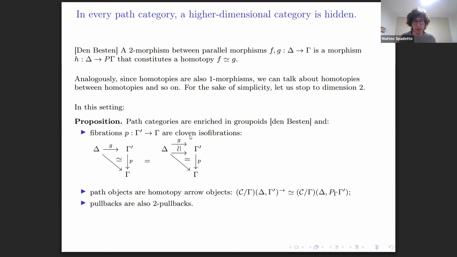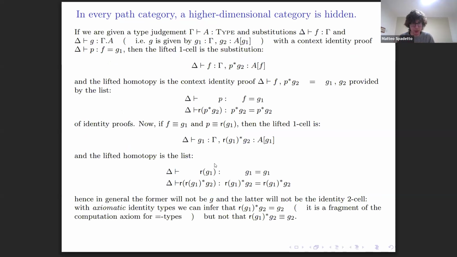What I want to focus on is the first thing, the fact that fibrations are cloven isofibrations. In particular, they are not necessarily normal isofibrations, which means that if you lift the identity two-cell, you will not necessarily obtain the identity two-cell. And this can be seen if we remember that path categories in general only have axiomatic identity types, not necessarily intensional identity types.